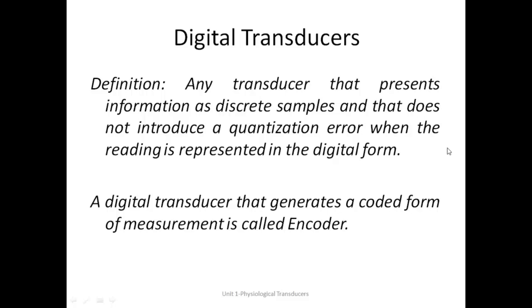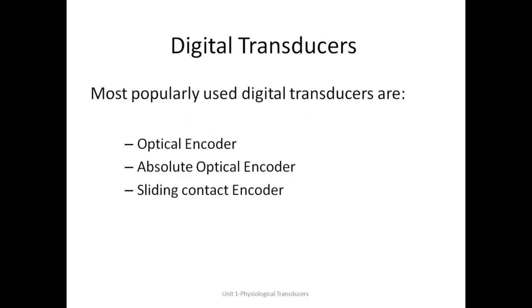So for that purpose, we need something called a digital transducer, which converts the analog output into a digital output. Any transducer that presents information as discrete samples and that does not introduce a quantization error when the reading is represented in the digital form is called a digital transducer. A digital transducer that generates a coded form of measurement is called an encoder. We are going to talk of the most popularly used digital transducers here. The encoder is actually the most popularly used digital transducer in almost all domains.